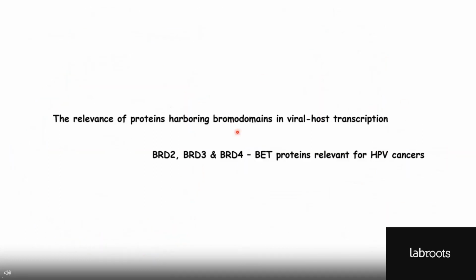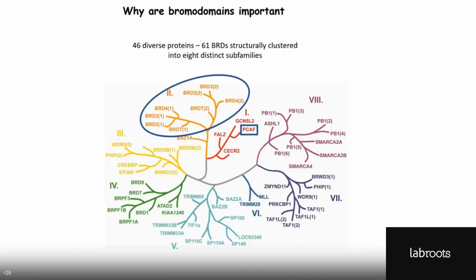So what we are interested in here is what are these bromodomain containing proteins, BRD2, 3, and 4, and how are they relevant for HPV cancer? So there are about 46 diverse proteins. There are 61 bromodomains, which are structurally clustered into 8 distinct subfamilies. We will just focus on this family 2, which consists of BRD3, BRD2, BRD4, and see how they are relevant with head and neck cancer.